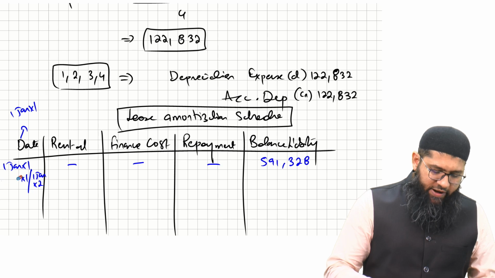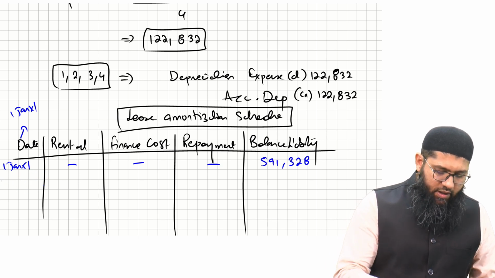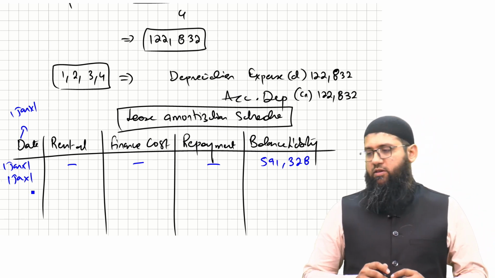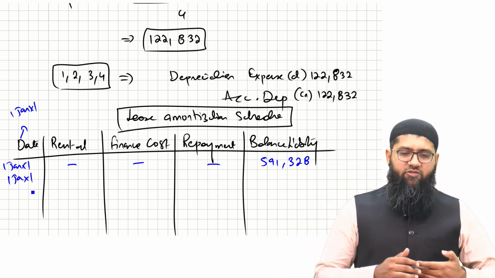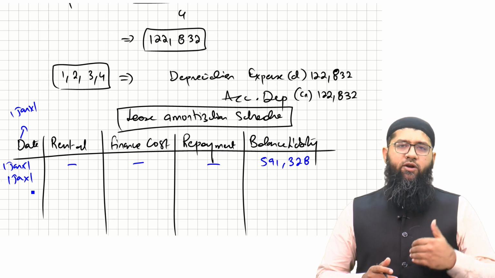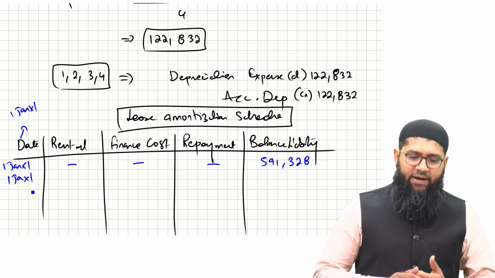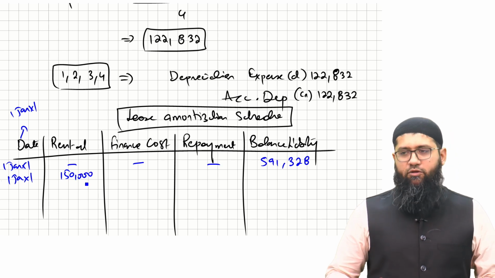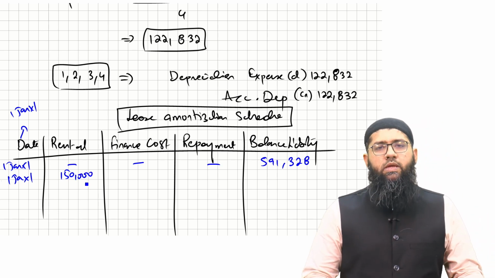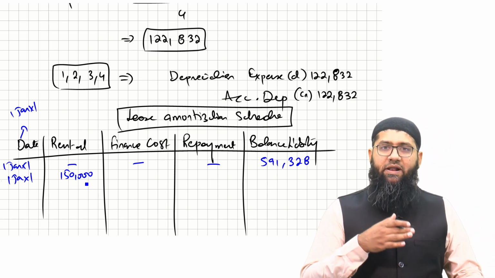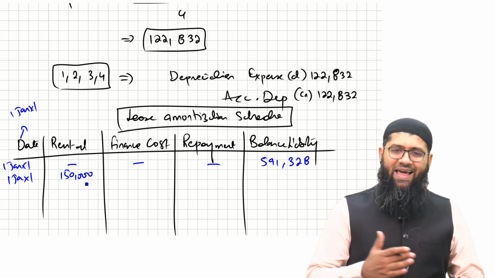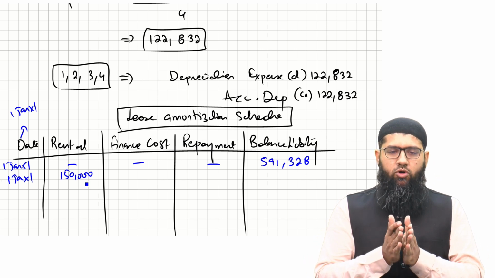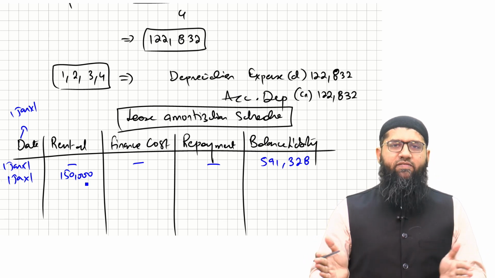Sorry, before I go on, I missed out that it's an advanced rental. When it's an advanced rental, the day you entered into the lease, you would have to make a payment of rental, so it's going to be 150,000. Now you know that interest only accrues when time passes. So as time passes, the interest is accrued.